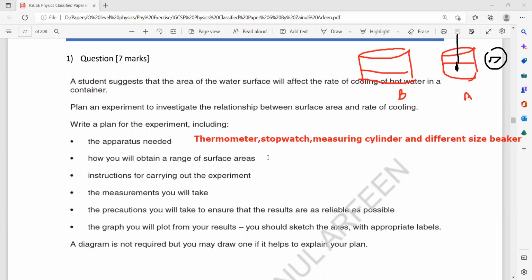How will you obtain a range of surface areas? How do we change the surface areas? How will we have different surface areas? By bringing different beakers, containers of different size and width, or different volumes, we can also say, by using containers of different widths, different size.